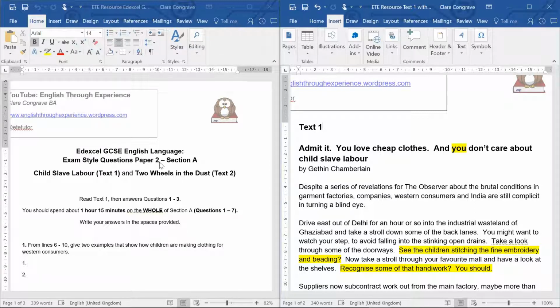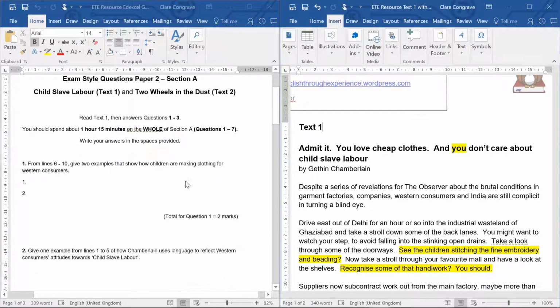It's on paper 2, section A, the reading, and in this video we're looking at question 2. If you're not studying with Edexcel, you might still be able to take something away from this video, because in this question we have to look at language and why it's been used the way it has. So that applies to all exam boards.